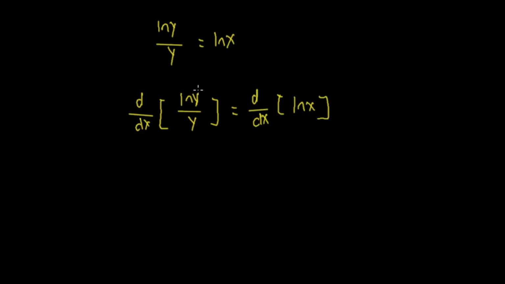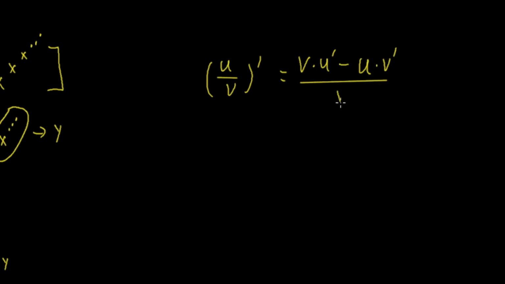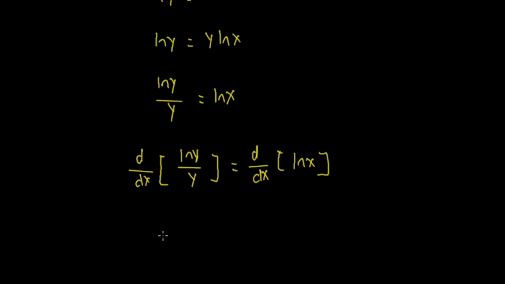Now notice that this is like a function divided by another function, so we have to use the quotient rule. Recall the quotient rule. Let's say the derivative of u over v, both of these are functions, is equal to v times u prime minus u times v prime, all divided by v squared. So we can do this.